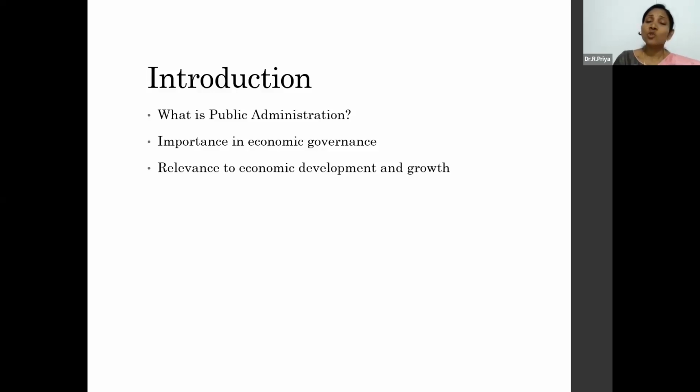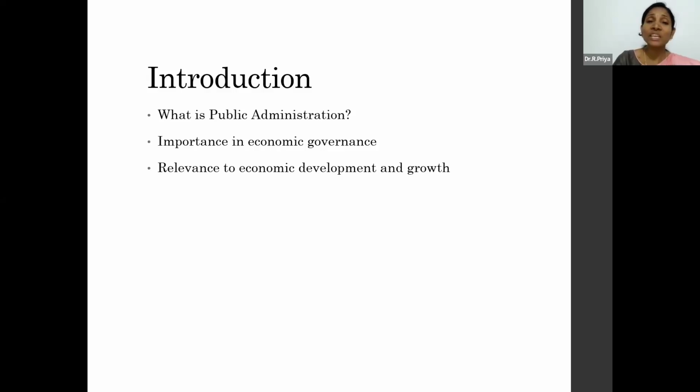So, what is the relevance to economic development? How is public administration correlated to our economic development? First one is implementing welfare and economic policies like job schemes, subsidies, and industrial development plans. Another thing is it facilitates infrastructure creation such as roads, power, and internet, the key for business and investment, right? So they facilitate infrastructure creation. Another one is supporting entrepreneurship and ease of doing business through digital governance, licensing reforms, and single window systems.